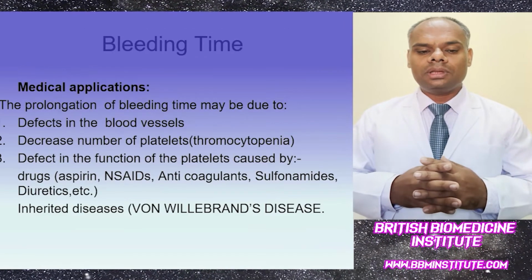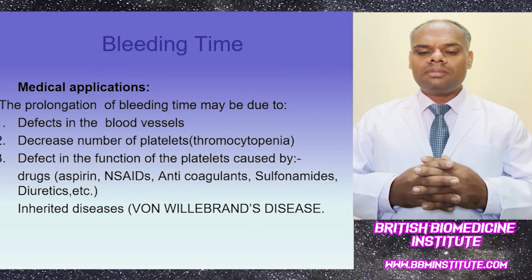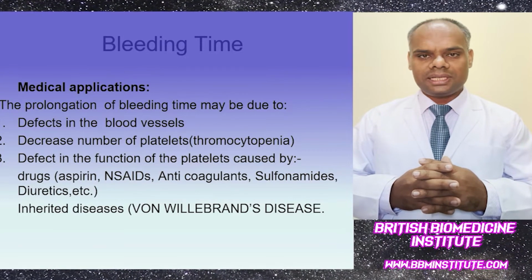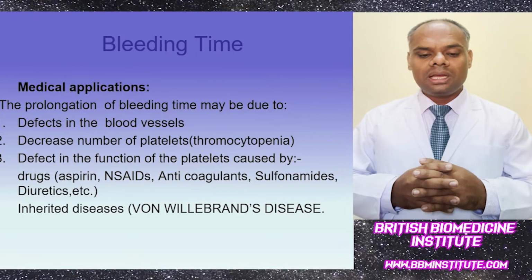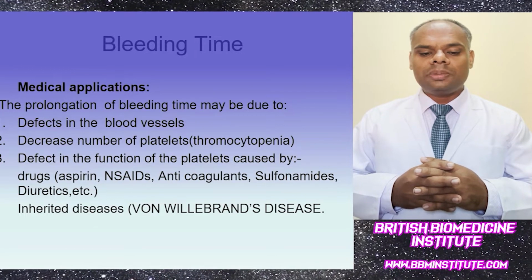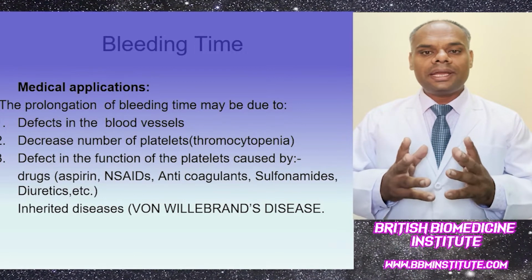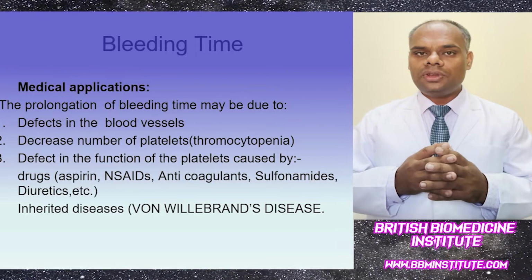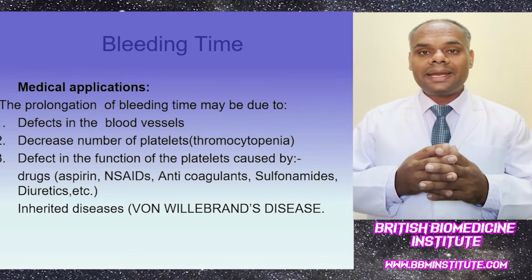So there is a medical application for bleeding time. If the bleeding time is prolonged, it may be due to a defect in blood vessels or a decreased number of platelets, like thrombocytopenia. There can be a defect in the function of platelets caused by drugs like NSAIDs, aspirin, anticoagulants, sulfonamide and diuretics. And there can be an inherited disease also, like hemophilia or VWD, von Willebrand disease.